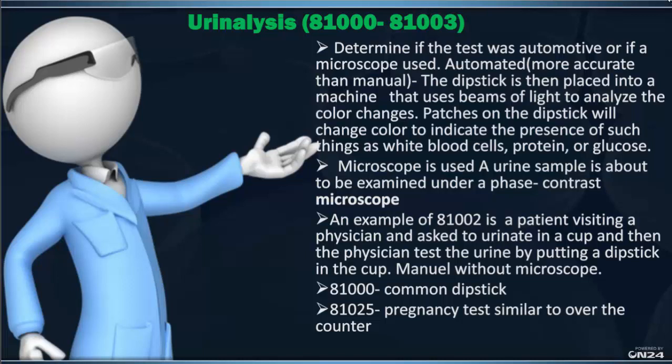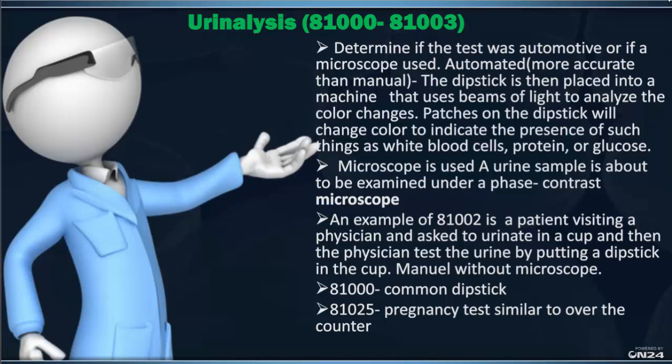Patches on the dipstick will change color to indicate the presence of such things as white blood cells, protein, or glucose. A microscope may be used, and that's something you're going to have to pay attention to in the different descriptions in the codes in this section. Some of these codes include microscopic examination where other ones do not, okay? When a microscope is used, a urine sample is examined under a microscope.